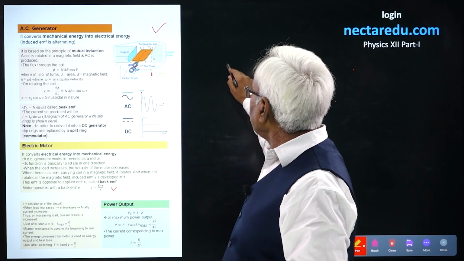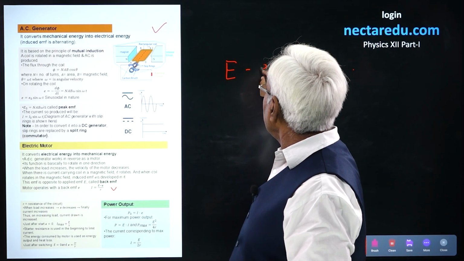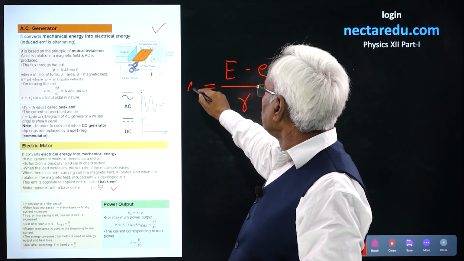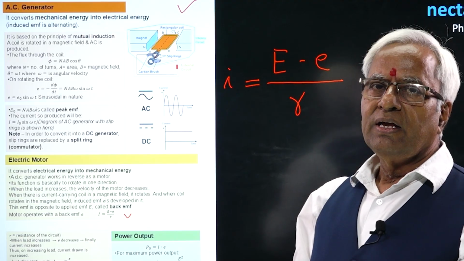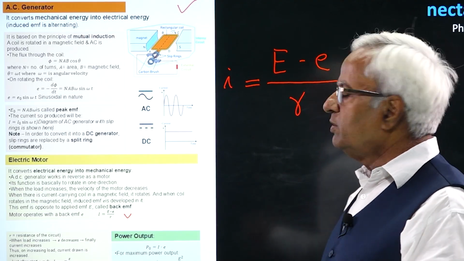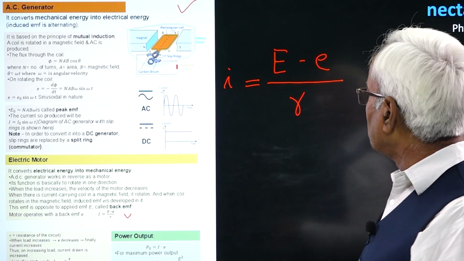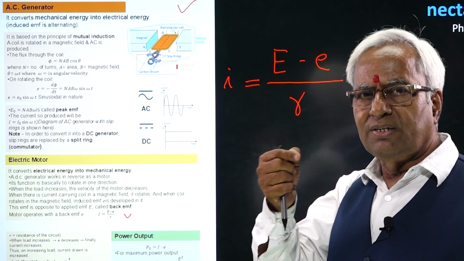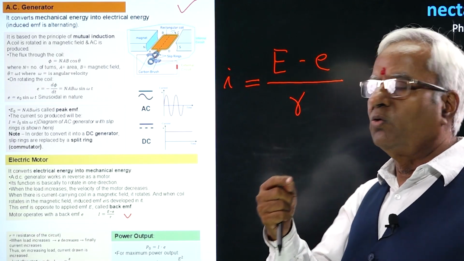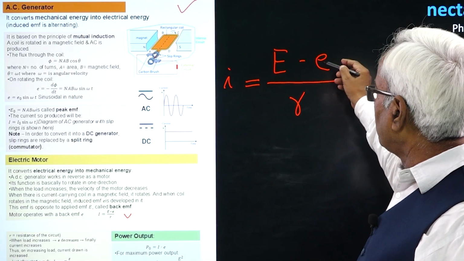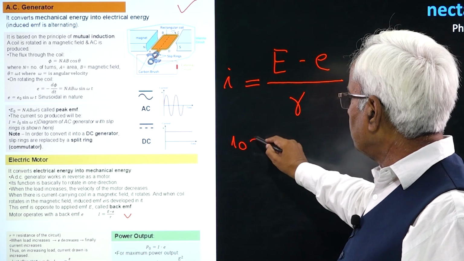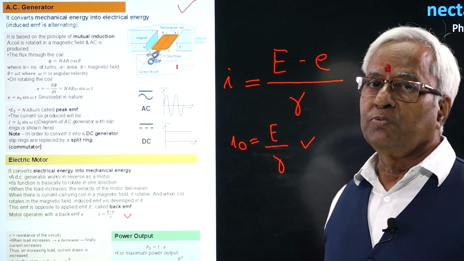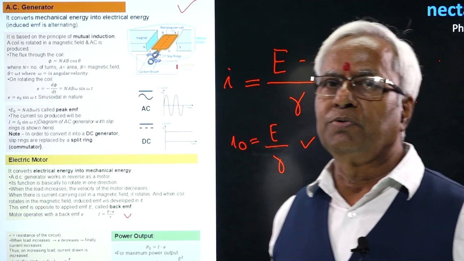EMF. So, if the applied EMF is capital E and the back EMF produced here is small e, the current is going to be I equals (E minus e) upon R. And you know, when initially you just switch on the motor, the coil will start moving very slowly. You might say e is equal to 0. In that case, the maximum current is going to be E upon R. It is going to be, of course, very high, and the motor is likely to be fused.